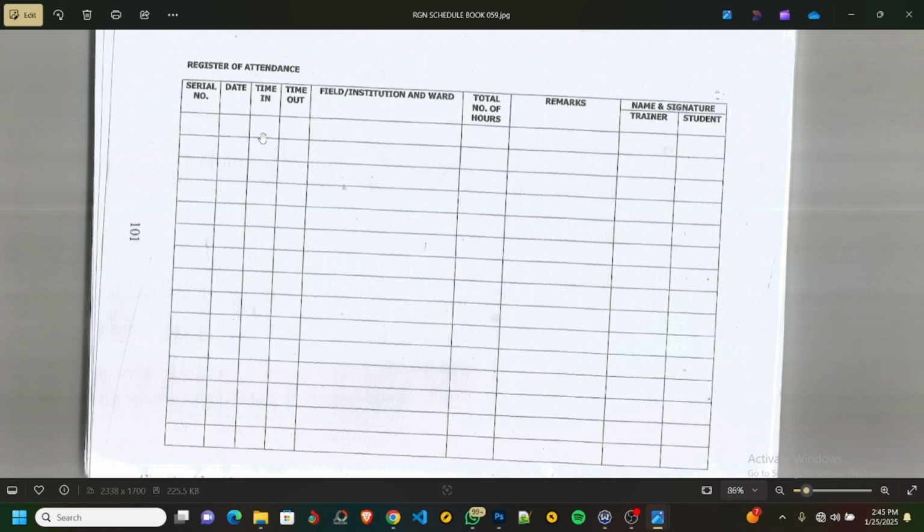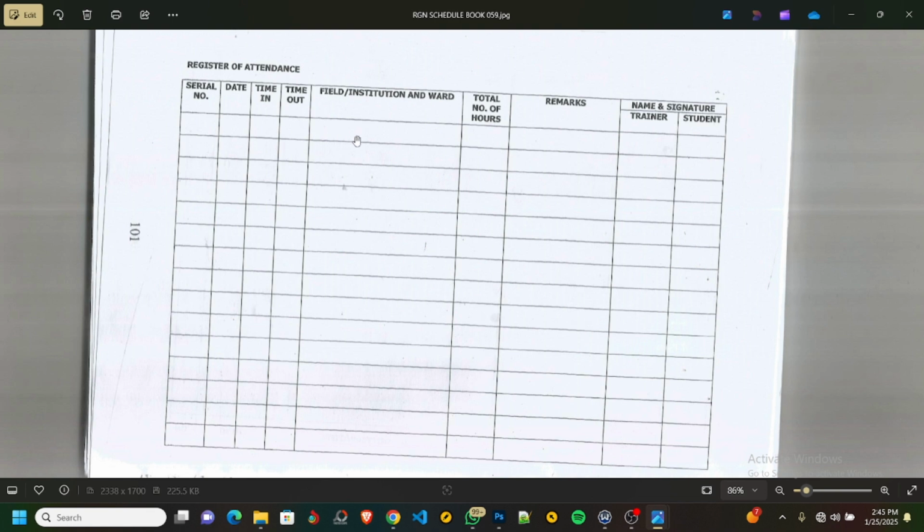Then the time you reported to work. So that is for the time in. Students and nurses were expected to be at work latest by 7:30. So if you got there at 6:15, you can write that time. If you got there at 7 o'clock, you can write the time. And if you got there at 7:30, you write the time. So that is the time in.